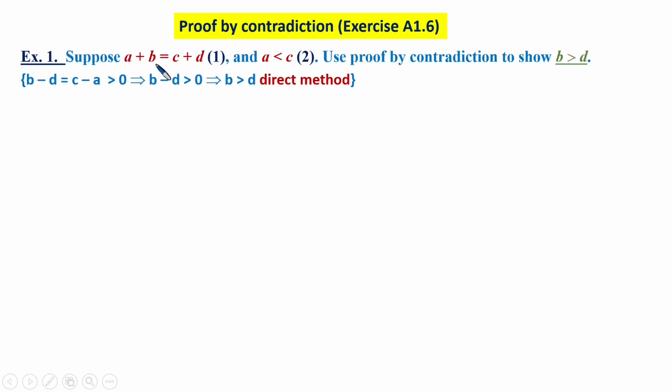So here we'll only consider one exercise, that is A 1.6. The other exercises are very trivial. So I'm sure if you go through it, you will understand. So let us do this. Okay, now exercise 1. Suppose A plus B equals C plus D and A is less than C.